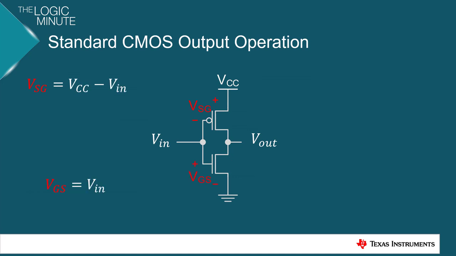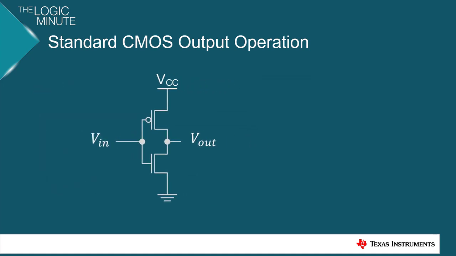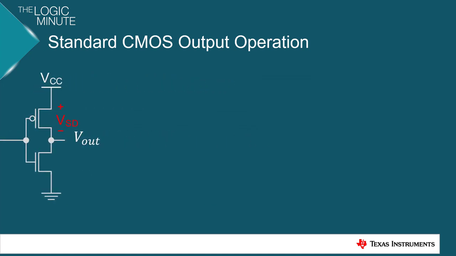Since the input to this inverter is controlled by the internal logic of the device, the input voltage can only be either 0 volts or the supply voltage. This means that only one output MOSFET can be on at a time. Also, it means that when either device is on, the control voltage is always equal to VCC, which greatly simplifies our analysis. For the PFET, VSD is VCC minus Vout, and for the NFET, VDS is just Vout.